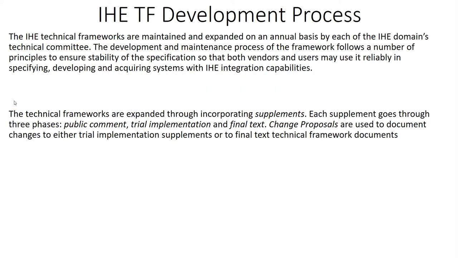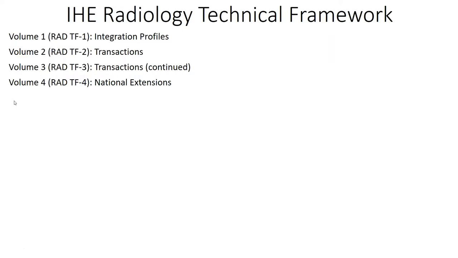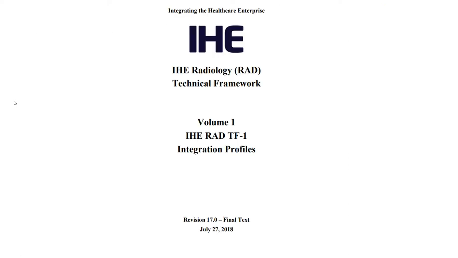So that's the overview and general requirements for all the technical frameworks across all domains. Now let's talk about the radiology technical framework. The current technical framework is revision 17.0. It has 4 volumes. Volume 1 is the integration profiles. Volume 2 is the transactions, RAD 1 through RAD 29. Volume 3 is transactions, RAD 30 through RAD 75. And Volume 4 is the national extensions. National extensions extend the IHE framework to other nations, and so far it extends to France, Germany, United States, Italy, United Kingdom, Canada, and Spain.